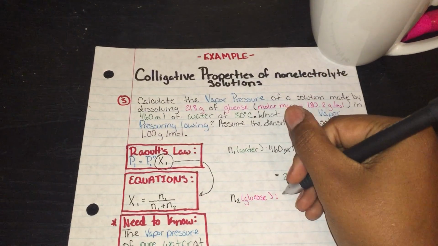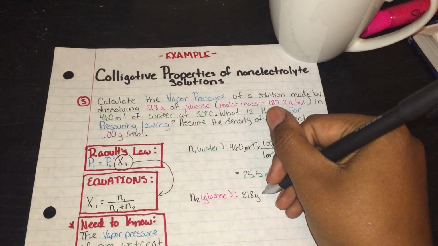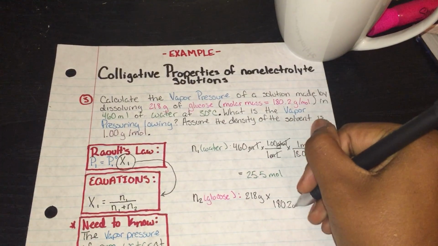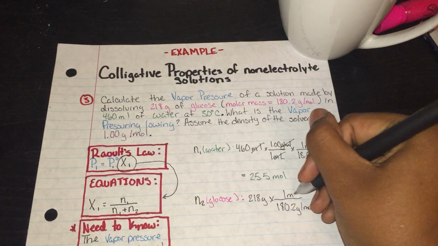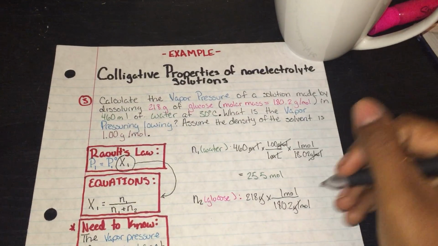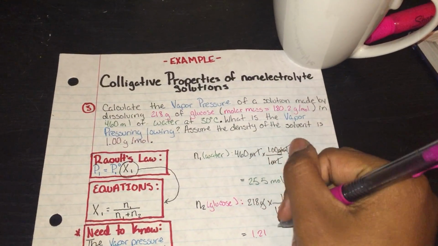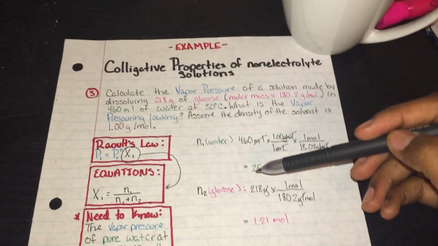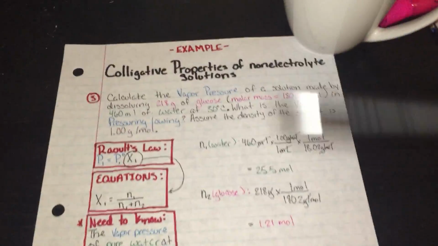Next, we need to find the moles of glucose, which is our N2. So we have 218 grams of glucose, and we are going to try to convert this into moles. We're given the molar mass in the problem as 180.2 grams per mole, equal to 1 mole. These cancel out, and we are left with 1.21 moles of glucose. Now that we have our moles, we can go ahead and plug this into our mole fraction to find the mole fraction of water.